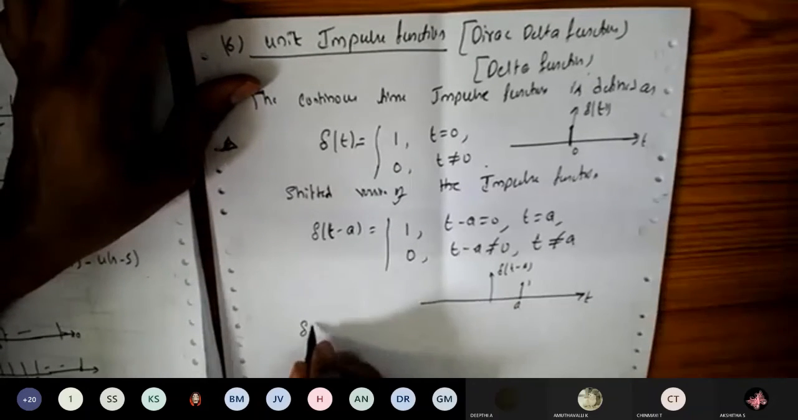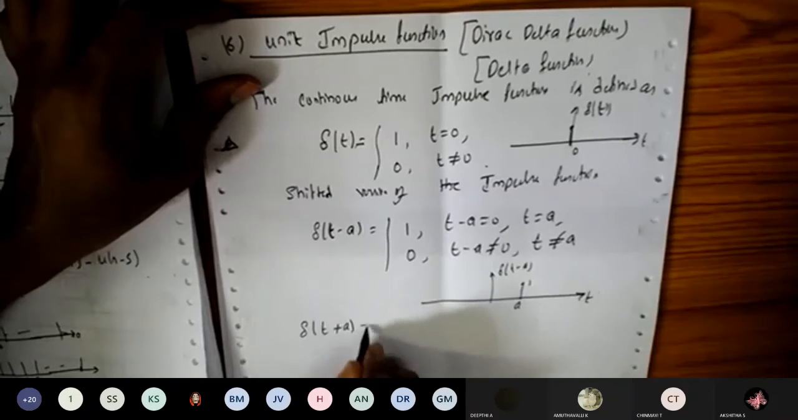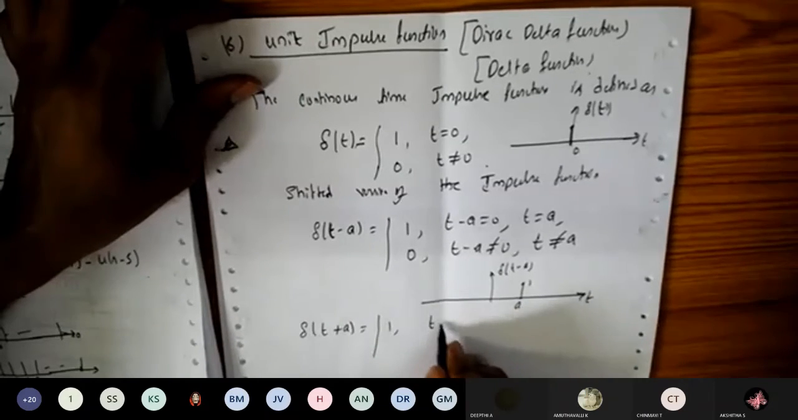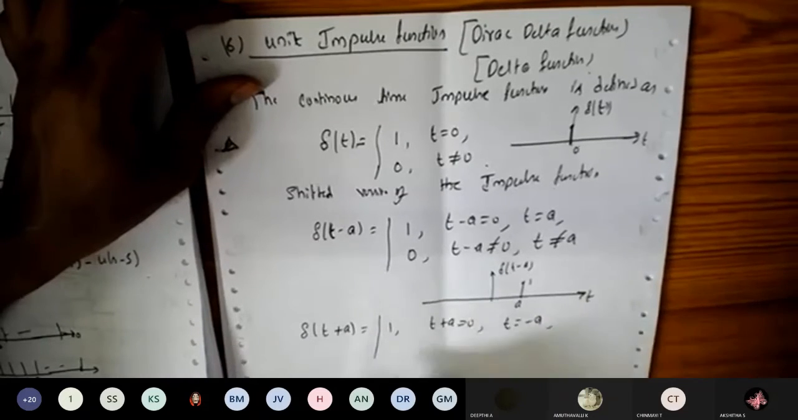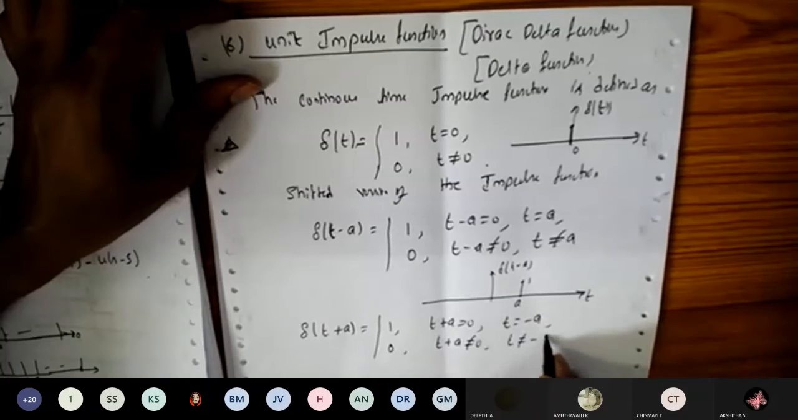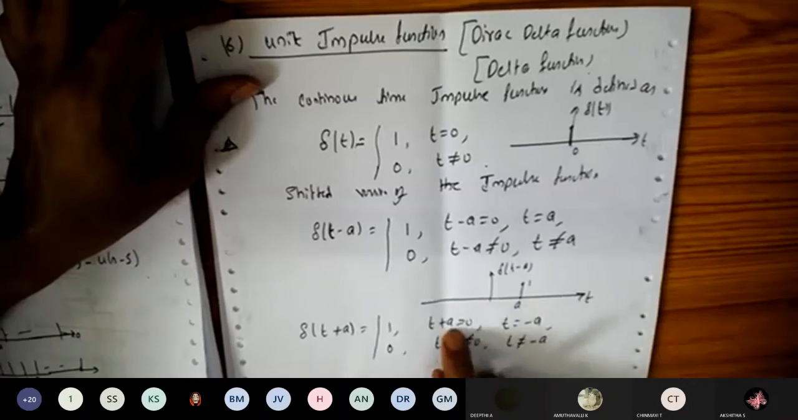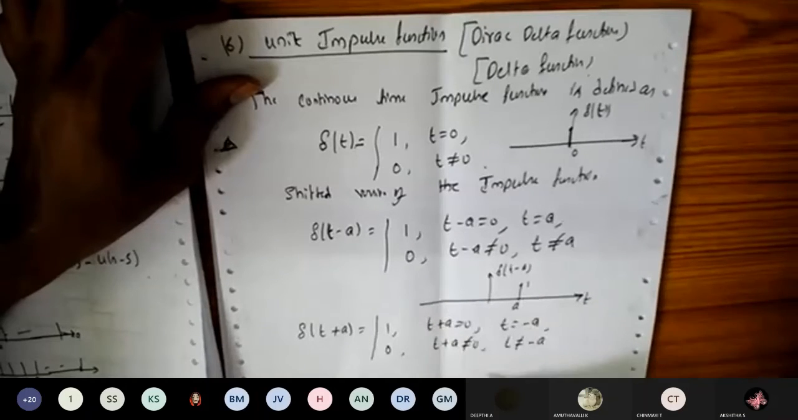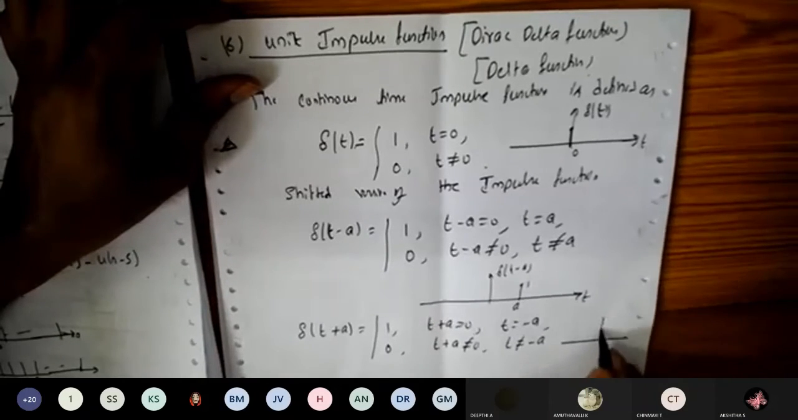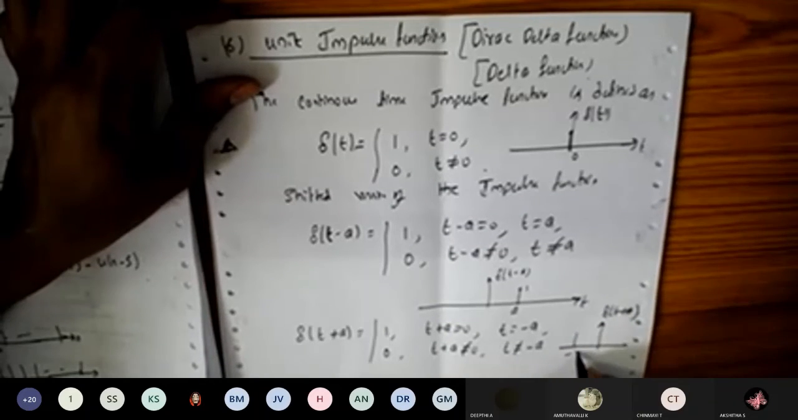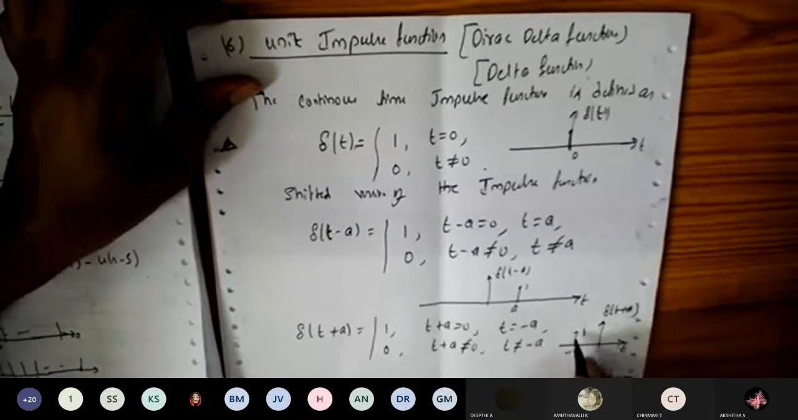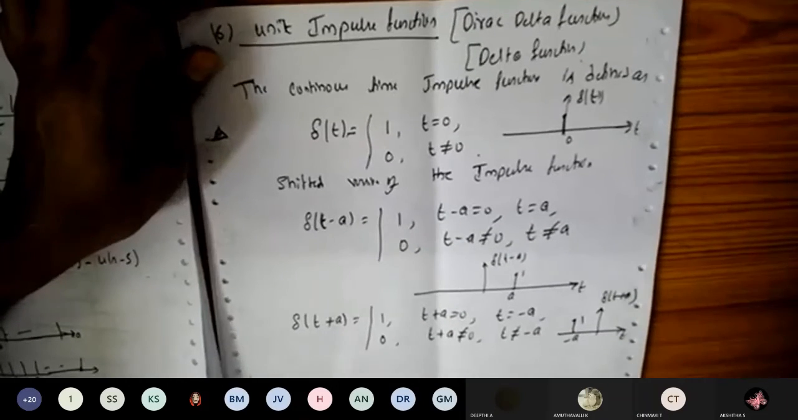Similarly, we can have the left shifted version, delta of t plus a. This is equal to 1 when t plus a is equal to 0, or when t is equal to minus a, and 0 when t plus a is not equal to 0, or t is not equal to minus a. It is on the negative axis side. So this is delta of t plus a, meaning at t equal to minus a, it has the value 1.